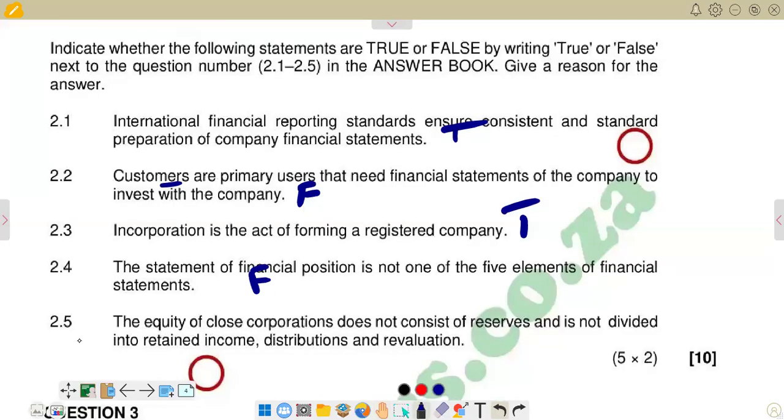Then we've got 2.5, the equity of closed corporations does not consist of reserves and is not divided into retained income, distributions and reserves. Now we can just maybe repeat it. The equity of closed corporations does not consist of reserves and is not divided into. This is false. Remember, these components are the components of equity of closed corporations, that is revaluation, distributions, and retained income. So this one comes as false.